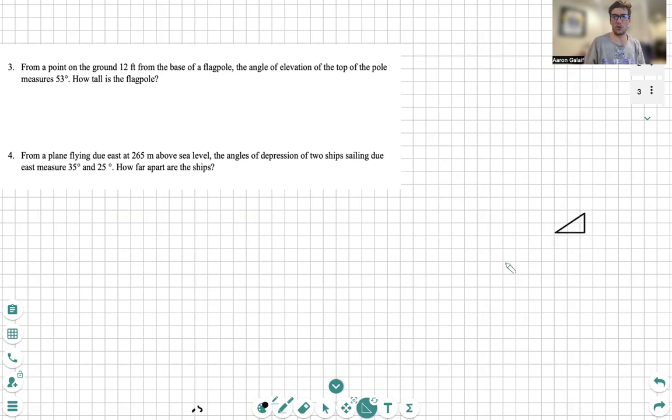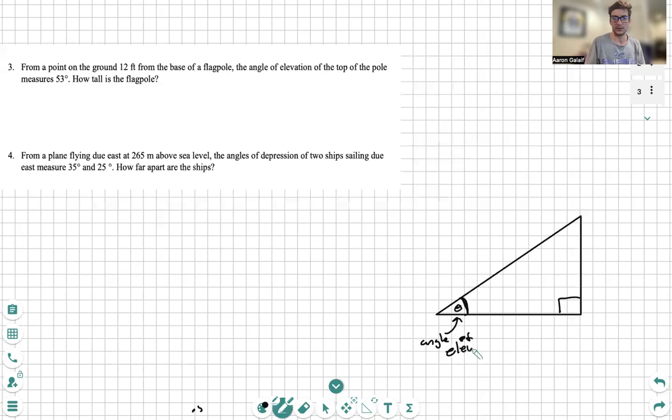The first thing we need to go over is the angle of elevation triangle. We are always given a triangle, and this angle right here, this angle in question, we'll call it theta, is the angle of elevation. Then we have an angle up here at the top of the triangle. This angle right here, call that theta 2, is the angle of depression.